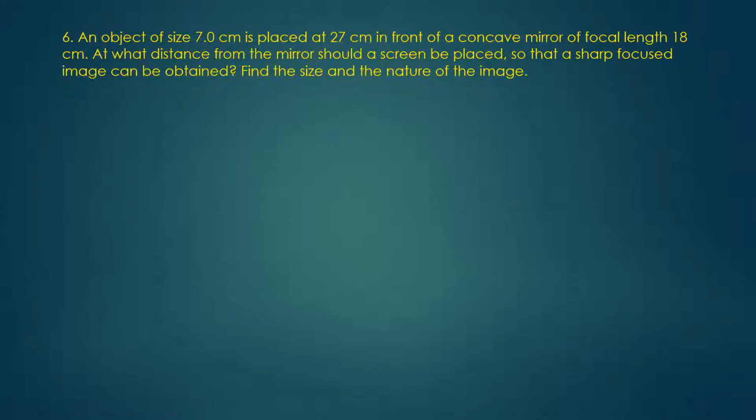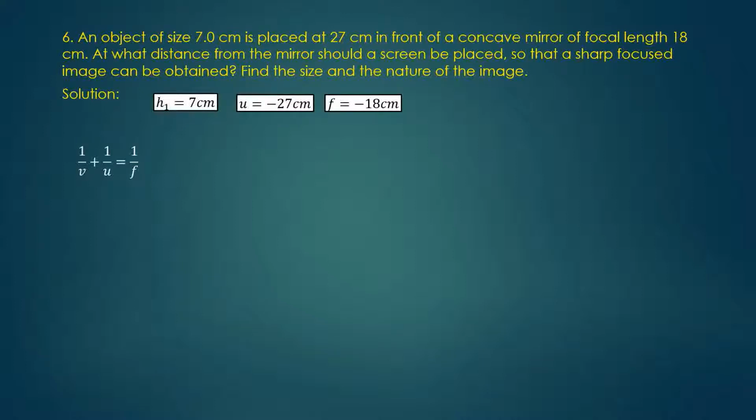Next question is, an object of size 7 centimeter is placed at 27 centimeter in front of a concave mirror of focal length 18 centimeter. At what distance from the mirror should a screen be placed so that a sharp focused image can be obtained? Find the size and the nature of the image. So height of the object is 7 centimeter. Object distance is 27 centimeter and object distance is taken to be negative, and the mirror is concave mirror.